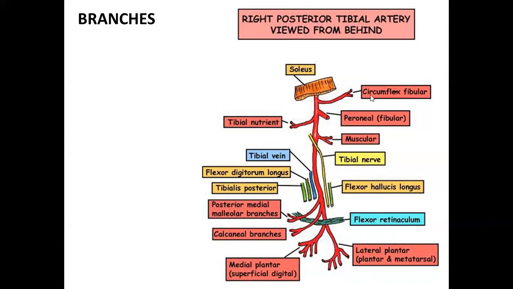Besides this, we have a circumflex fibular artery, we have peroneal artery that is the largest branch, we have tibial nutrient artery that is the largest nutrient artery in the body, we have muscular branches to different muscles, we have a malleolar branch, medial malleolar branch which will go posteriorly to the medial malleolus. We have a branch that goes to the calcaneum that is known as the calcaneal branch. We have a medial plantar artery and we have a lateral plantar artery.